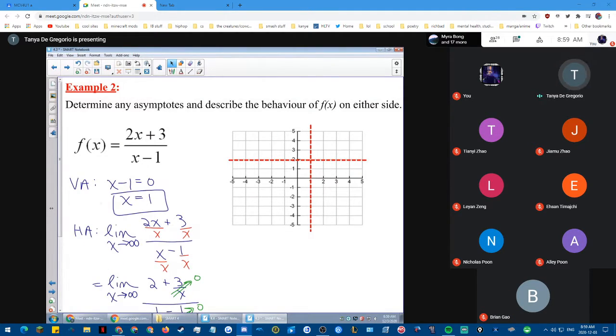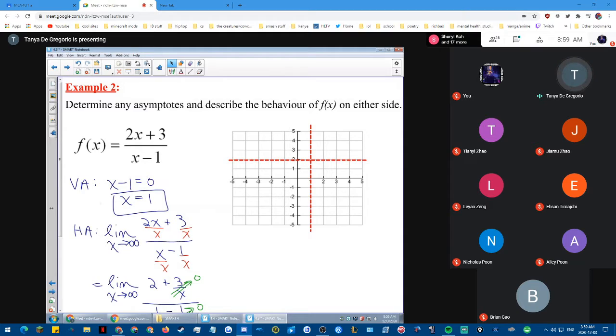So there are my asymptotes. But I need to know where my graph exists. Now for this question, we're not asking to graph. That's not what the question is asking. They want to know the behavior of f of x. How is our graph behaving on either side of this asymptote? So in a question like this, we just need to analyze. I don't need exact points, but I need to know where my graph exists.